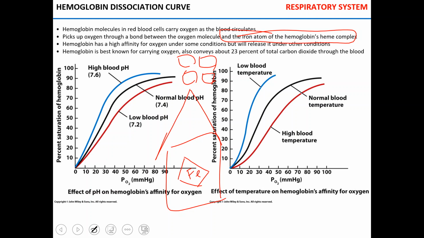Hemoglobin can also carry carbon dioxide. However, carbon dioxide does not bind to the molecule of heme. It does not bind to the iron. Carbon dioxide binds specifically to the protein part of the hemoglobin molecule. It binds, let's say, here.